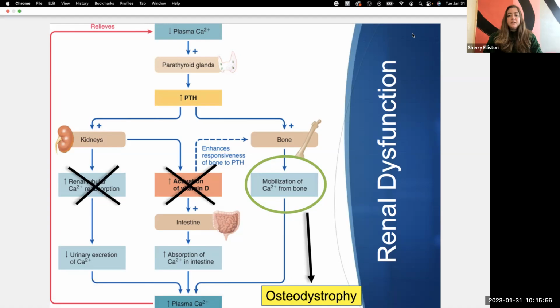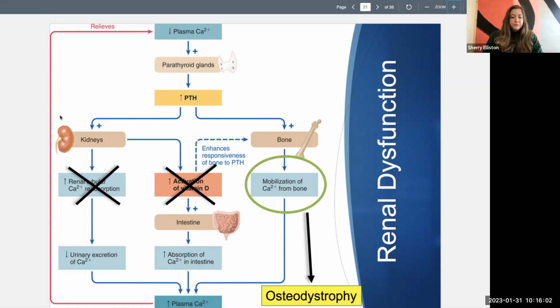So if the kidneys are starting to become diseased, where's my drawing? So kidneys, you can just write a really sad face emoji. The kidneys are really sad. They are not functioning like they should. When the kidneys are sad, they are not allowing this cascade of events. So the reabsorption is not occurring here. Activation of vitamin D is not occurring here.